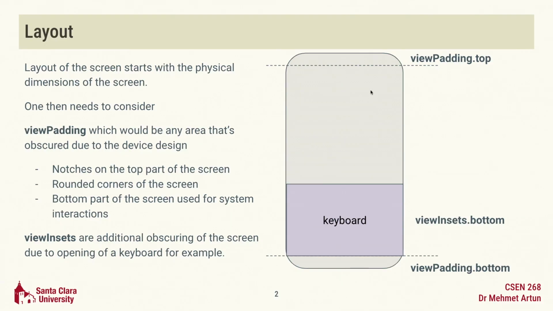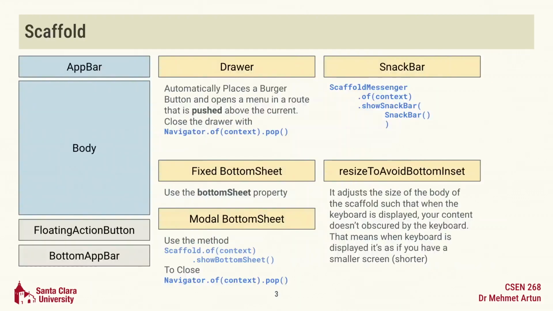So the device gives us a screen, and it tells us that on top of it, these areas are obscured, etc. So then comes the core widget that displays a screen, which is the scaffold. It has an AppBar, we have seen this. It has a body, and optionally it can have a floating action button, and optionally it can have a bottom AppBar, okay?